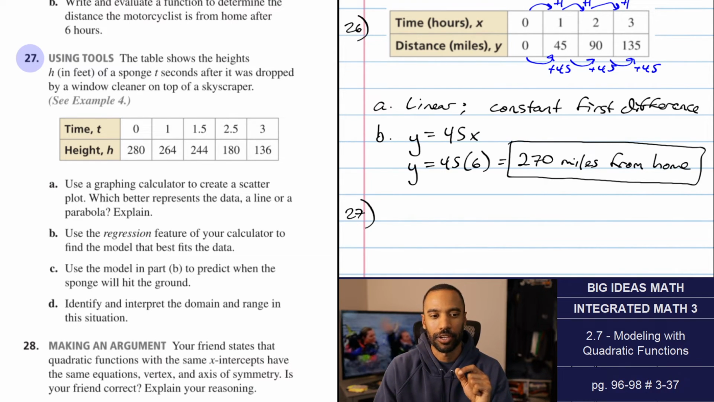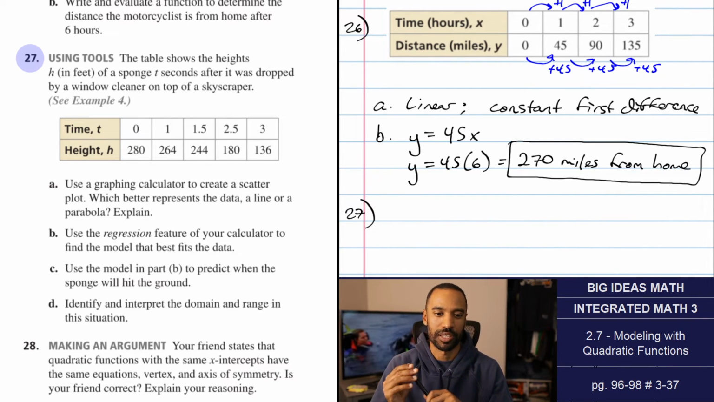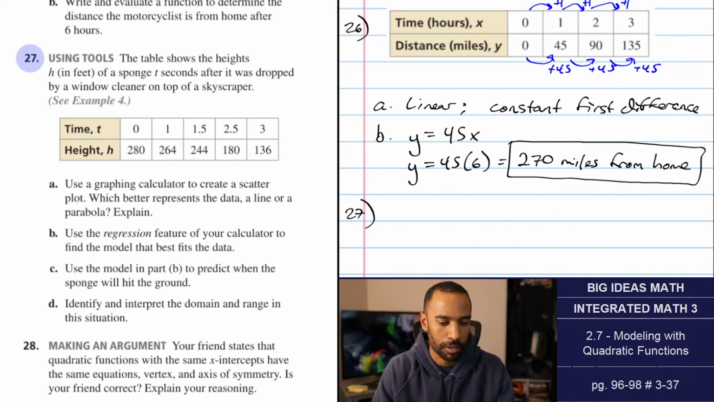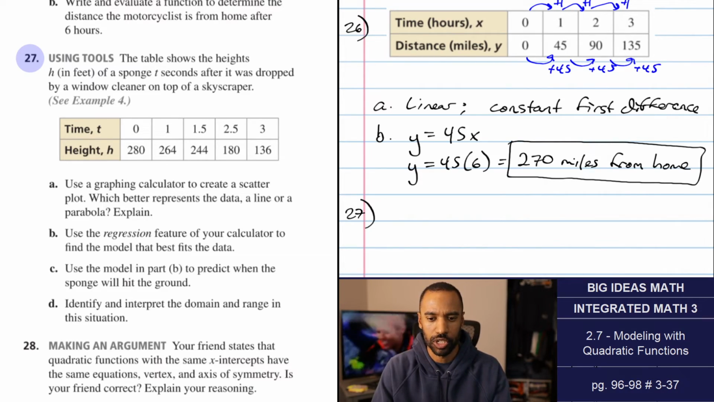Use a graphing calculator to create a scatter plot. Which better represents the data, a line or a parabola? Explain. Well, I'm guessing a parabola based off the gravity thing. But who knows how sponges fall. So we'll see. I'm going to plug these values in. I see the calculator on the screen. All right, here we go.